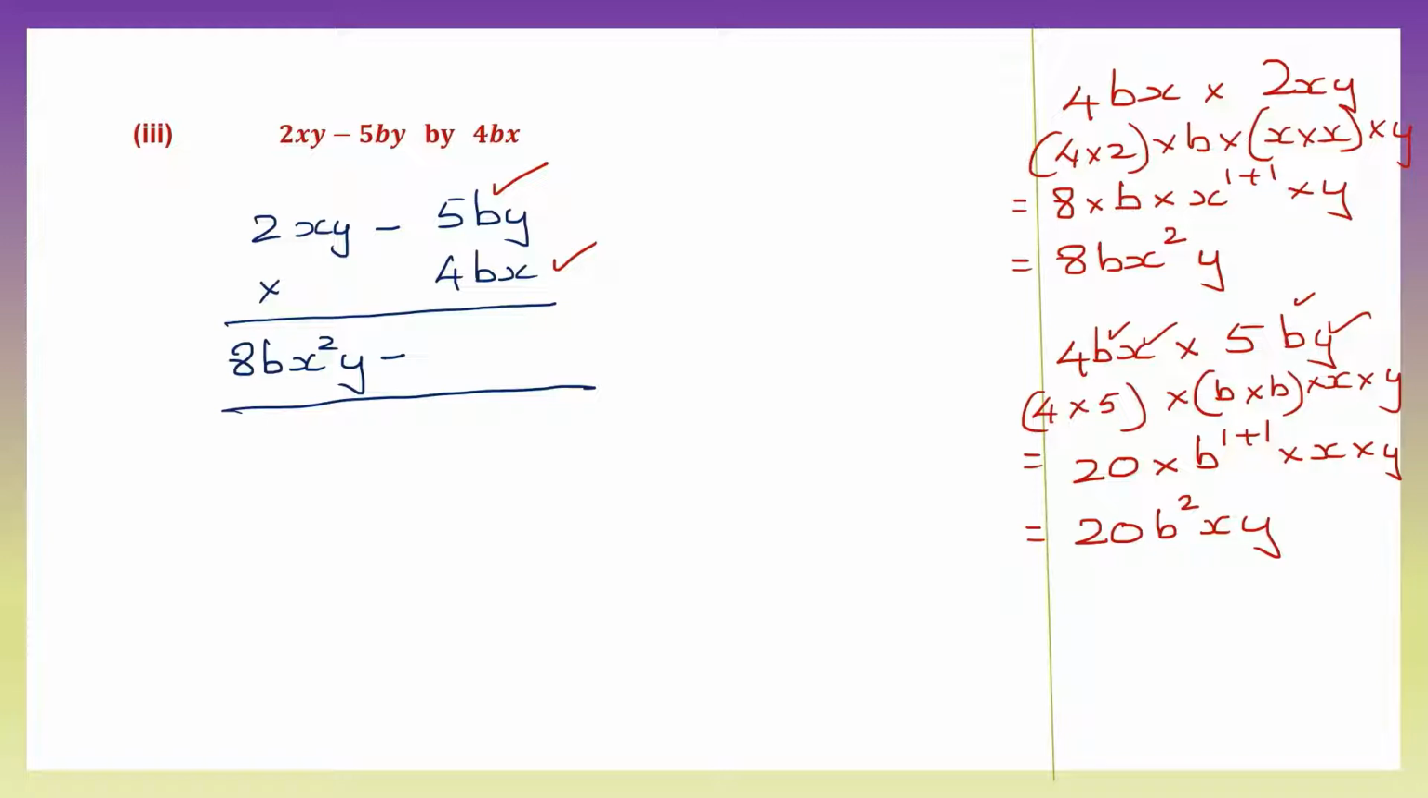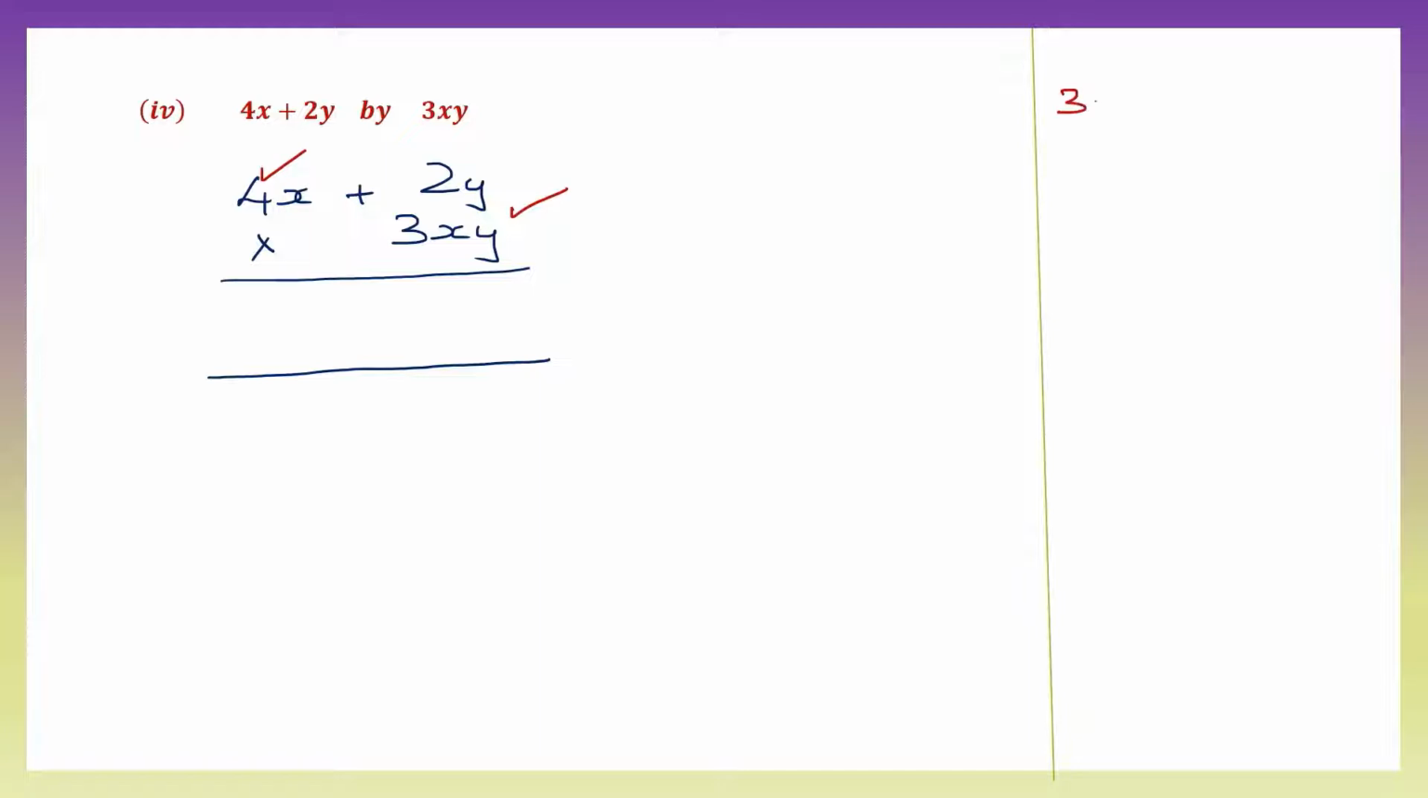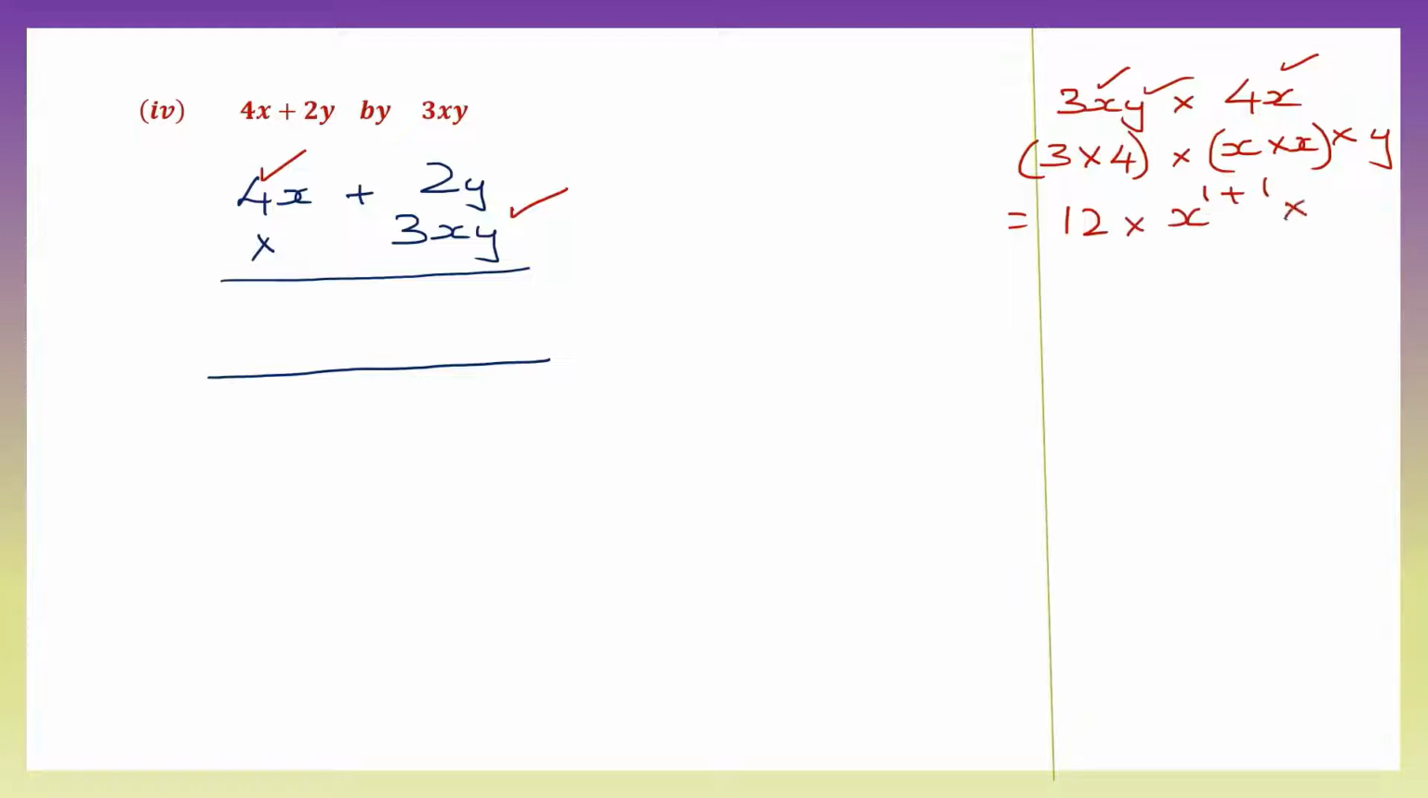So the sign is minus 20b square xy. Next question, 4x plus 2y into 3xy. Okay, let's do that. So let's multiply 3xy and 4x. So 3xy into 4x. Let's take the numbers 3 into 4 into, let's take the x, there's 1 here and 1 here, x into x. And let's take the y, that's 1y. So 3 fours are 12 into x to the power of 1 plus 1 into y. So that makes it 12x square y.